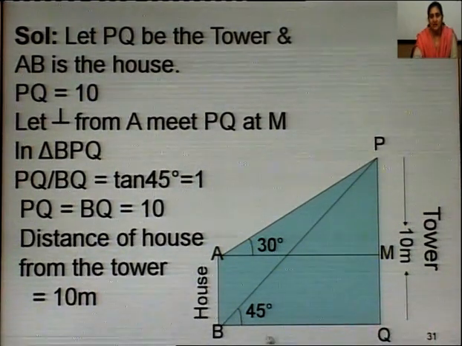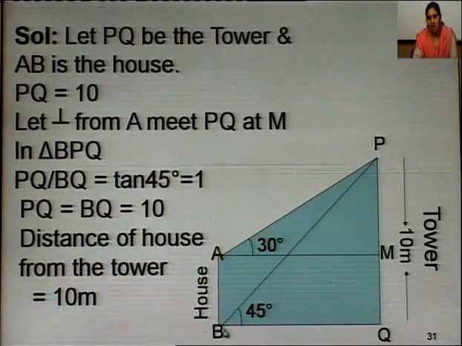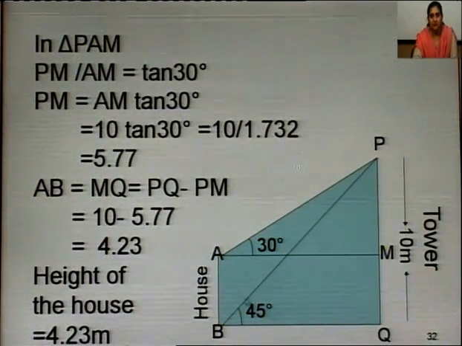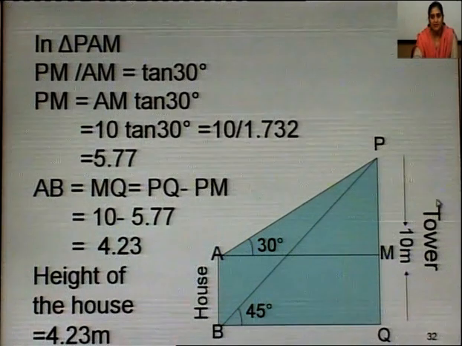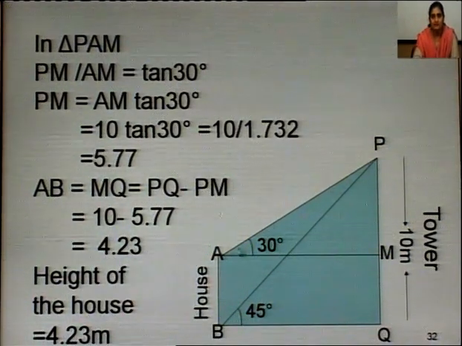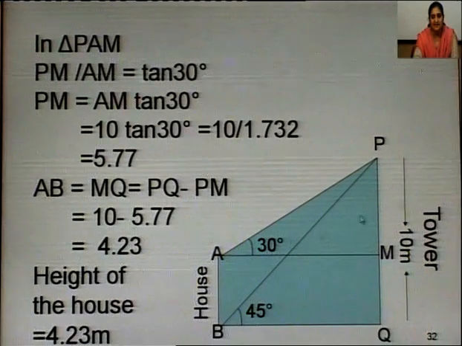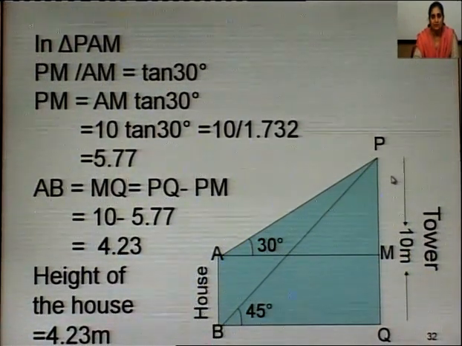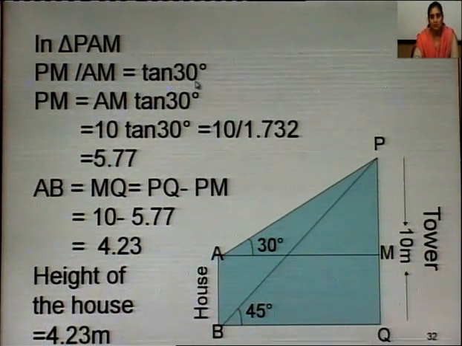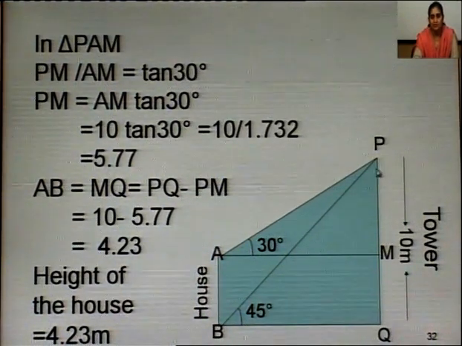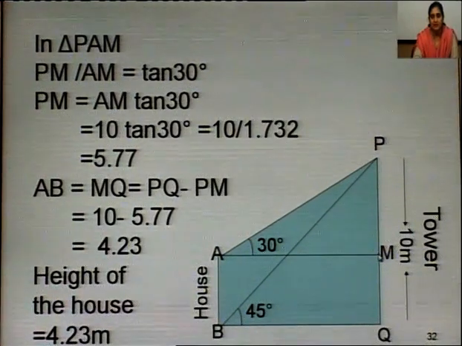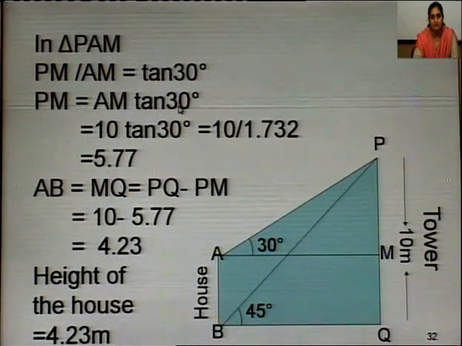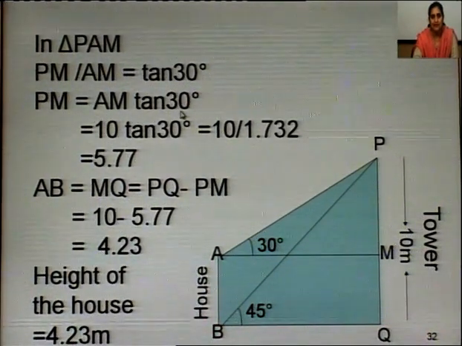Now, we will find the height of the house. To find the height of the house, consider triangle PAM. In this triangle PAM, the angle is 30 degrees. This is a right angle triangle, so we take the help of trigonometry. Here, perpendicular is PM and base is AM. So, PM by AM is equal to tan 30 degrees. So, PM is equal to AM tan 30 degrees.